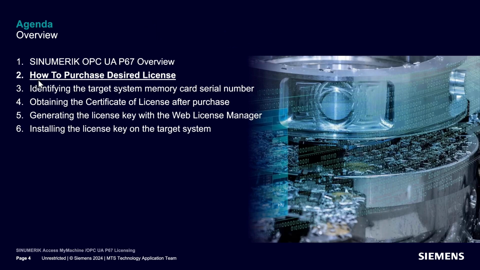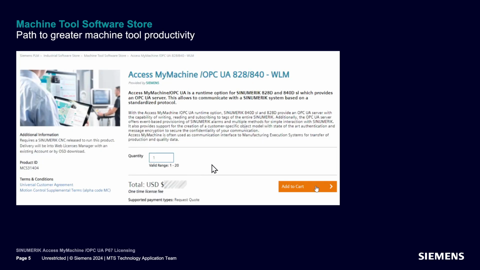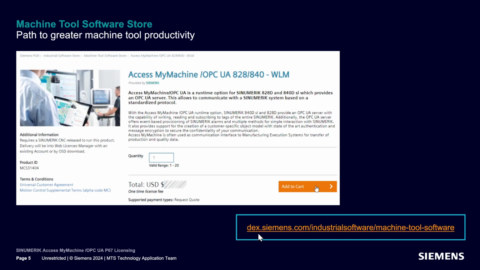Next, we'll get into how to purchase this license. Now, if you have a preferred Siemens sales channel, my recommendation would be to go through them as you normally would. However, if you don't have a preferred Siemens sales channel, we have a new tool that is very useful, and this is called the Machine Tool Software Store.